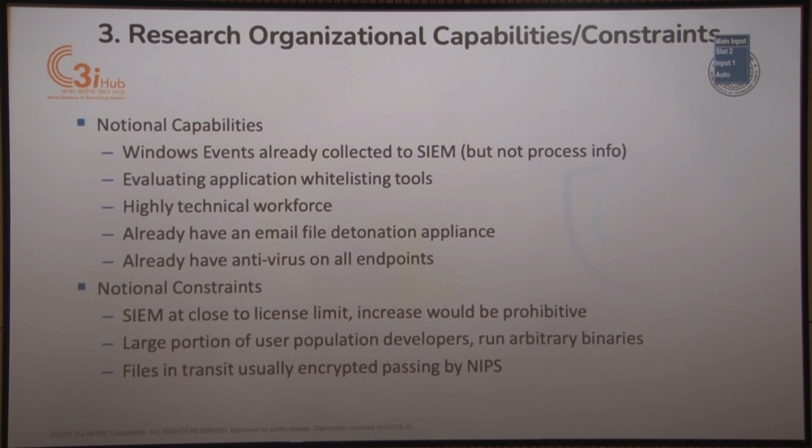Also, files in transit are usually encrypted when passing by the NIPS. So if a file is being transited through the NIPS and it is usually encrypted, that may reduce visibility into the file content while performing this analysis.